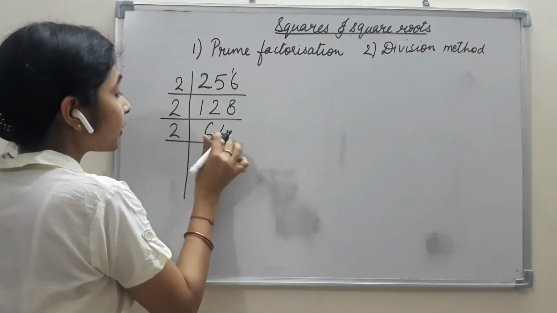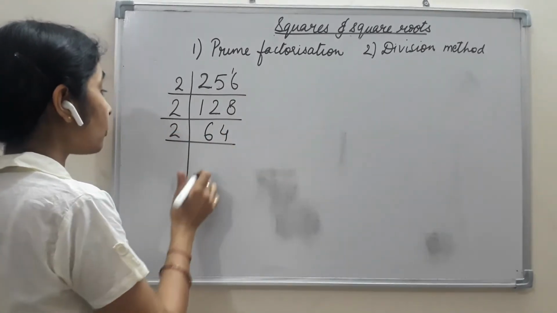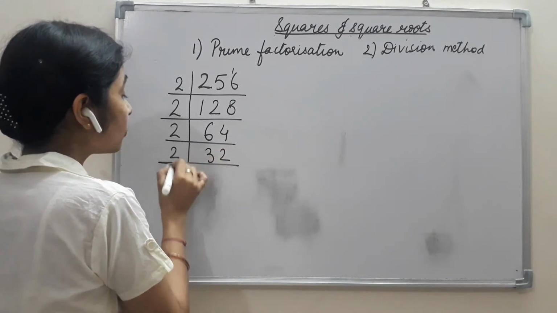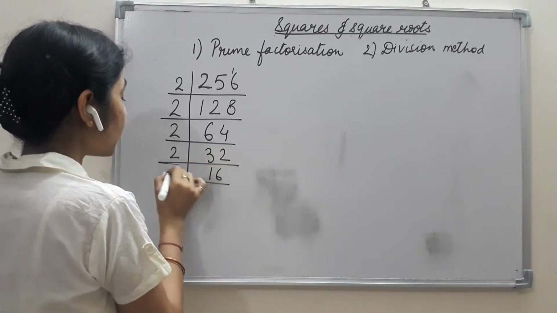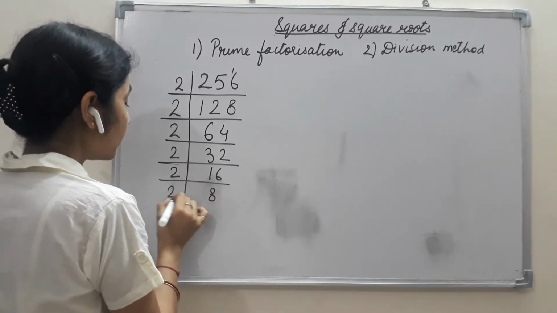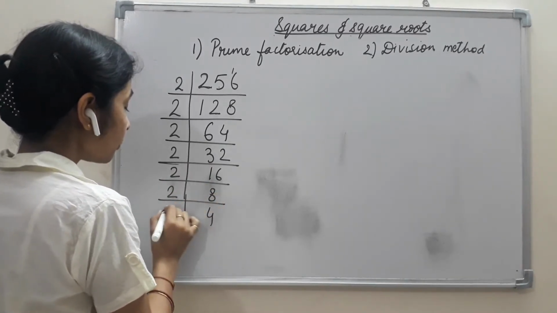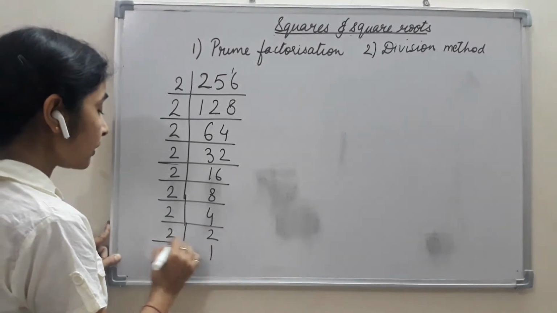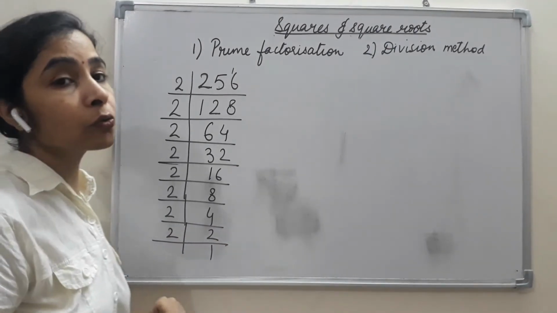Now again we can take 2 because we have 4. So 2 threes are 6, 2 twos are 4. Again 2, 2 ones are 2 and 2 sixes are 12. Again 2, 2 eights are 16. Again 2, 2 fours are 8. 2 twos are 4 and 2 ones are 2. So all the prime factors we have got are 2s only.